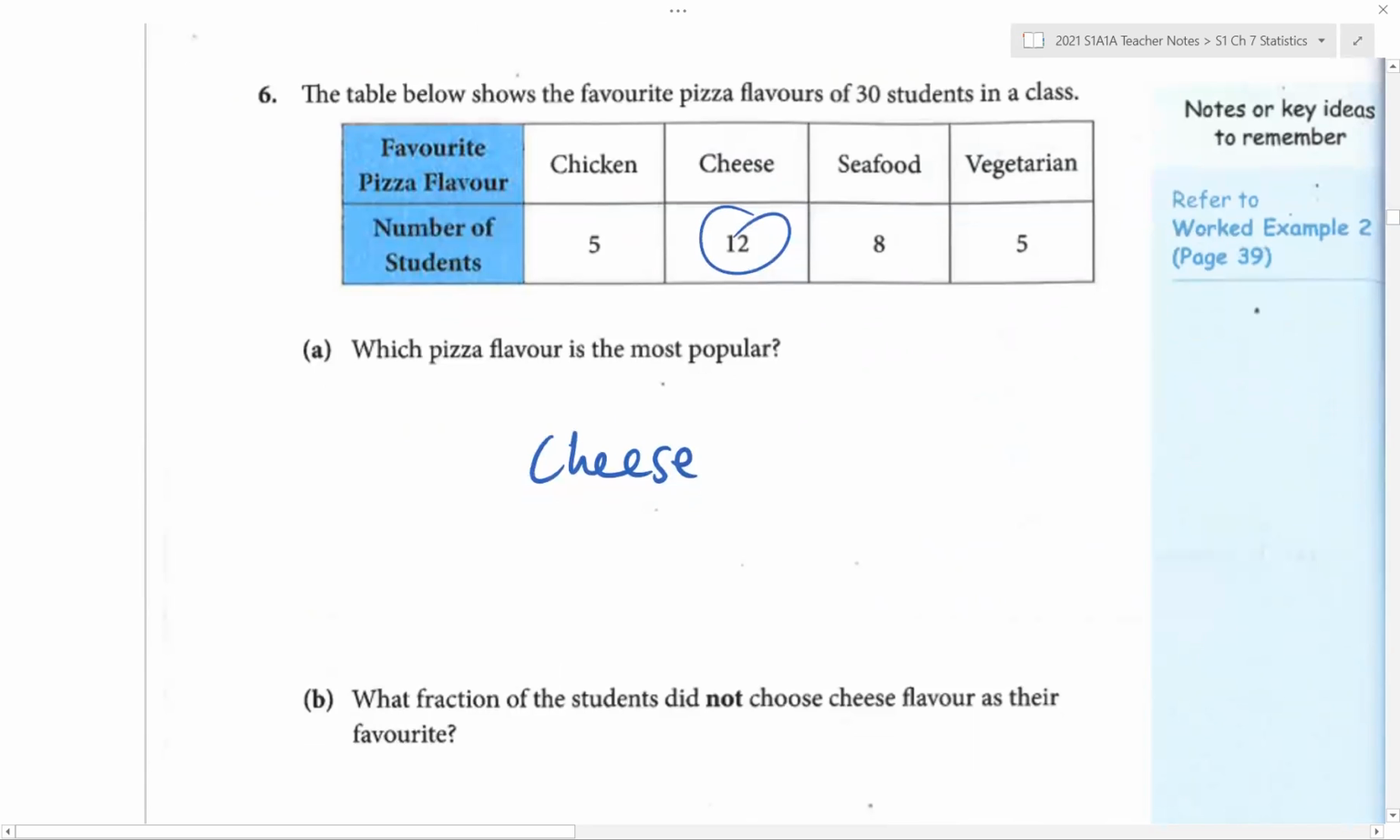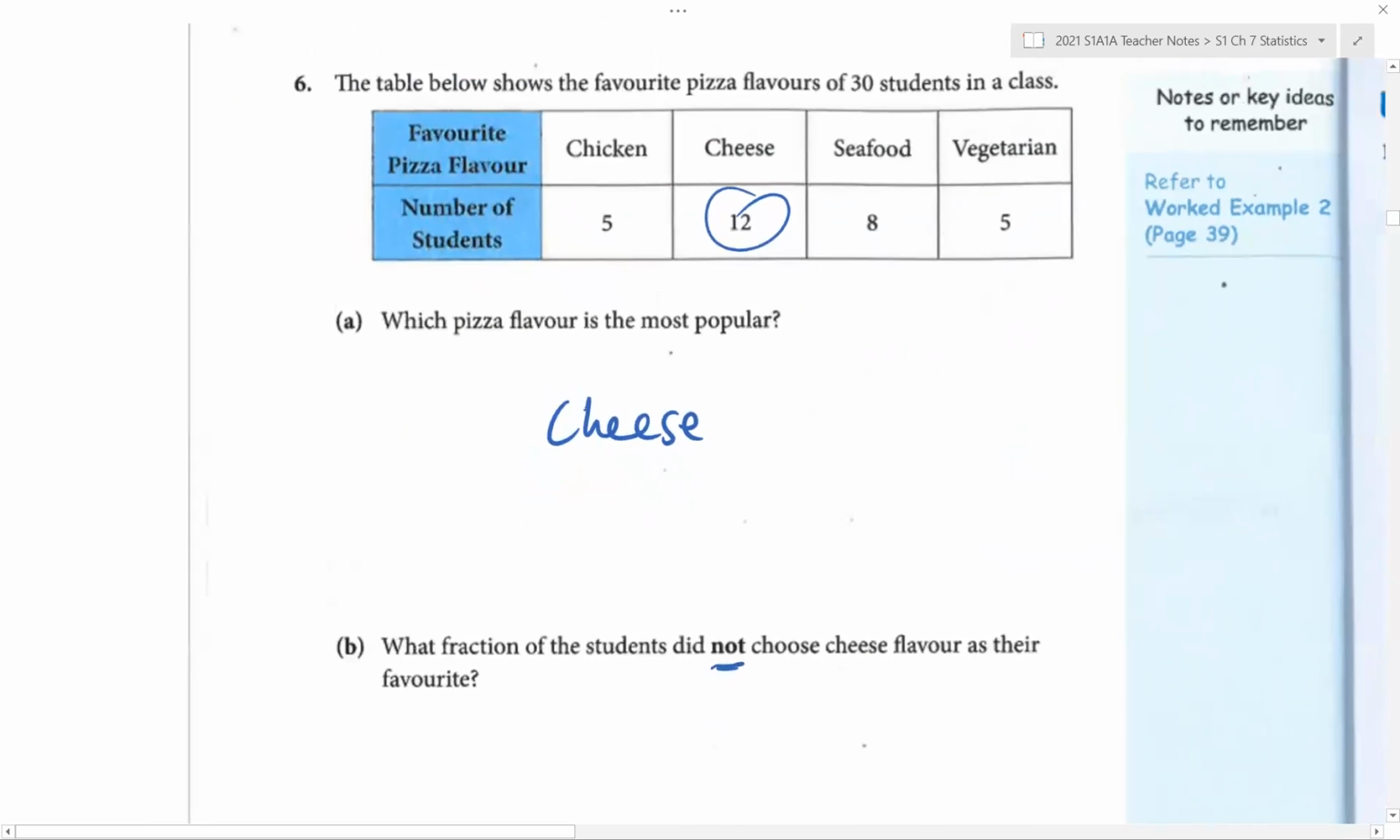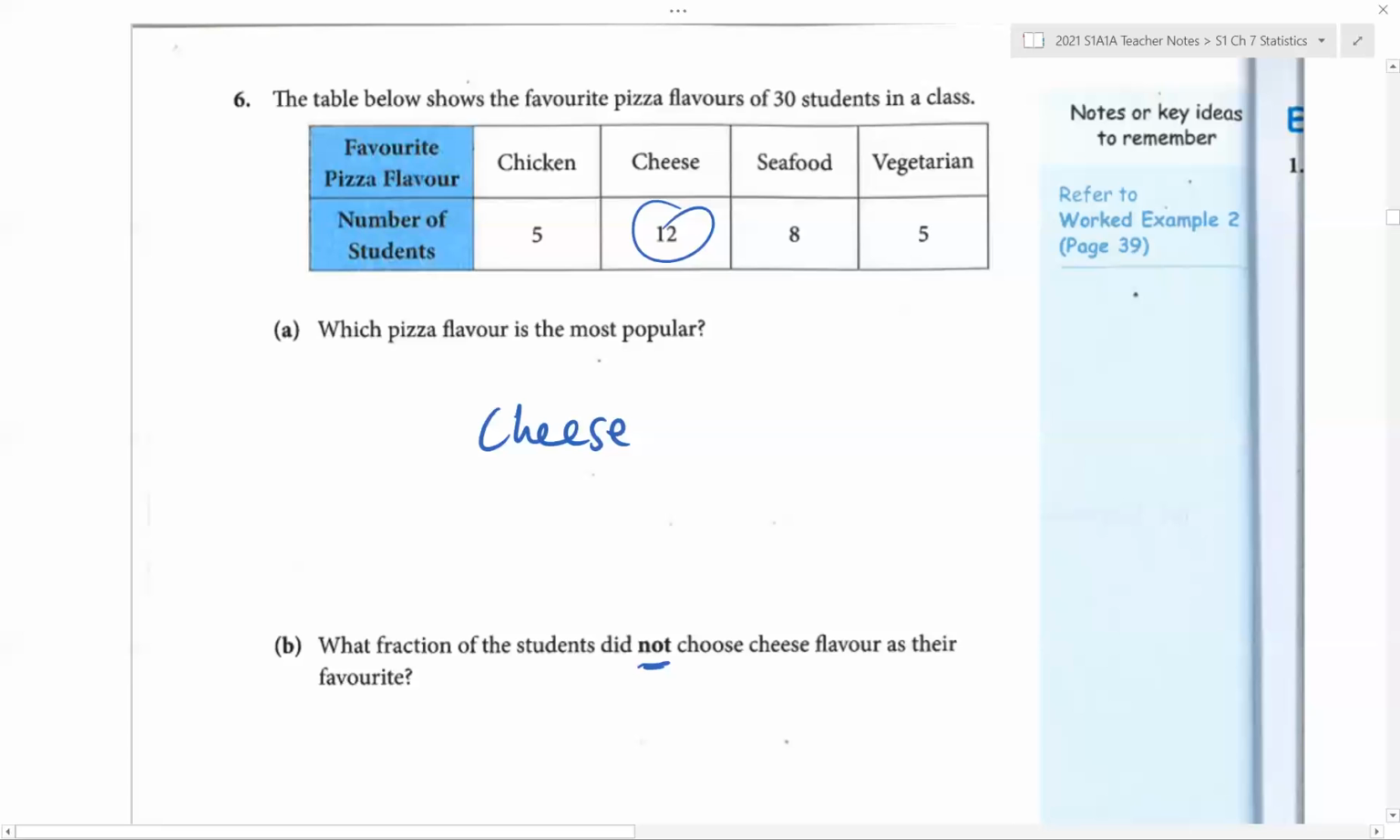What fraction of the students did not choose cheese as the favorite? 18. 18 is not a fraction. Okay, so the fraction will be, how do you get 18? Oh, okay. So we are looking at these 5 students, these 8 and these 5, right? So 5 plus 8 plus 5, so that's 18.